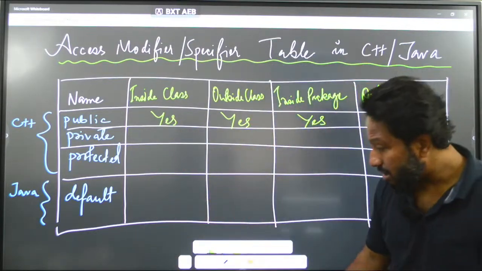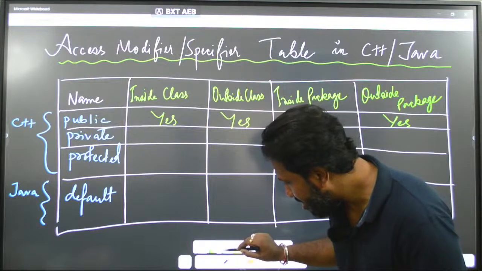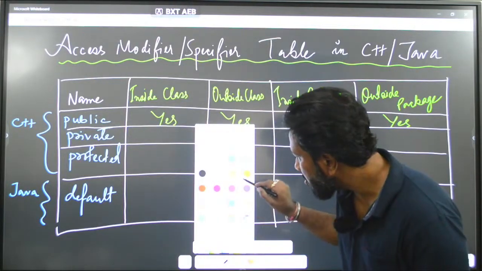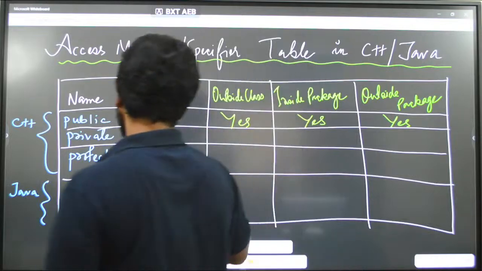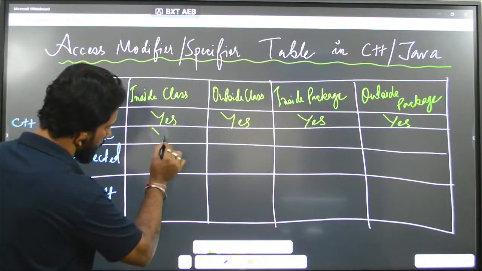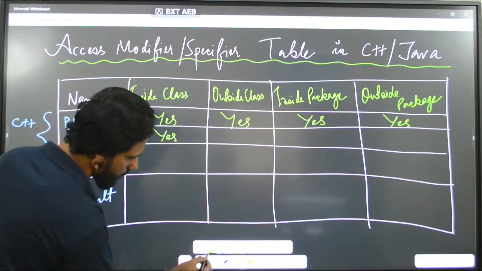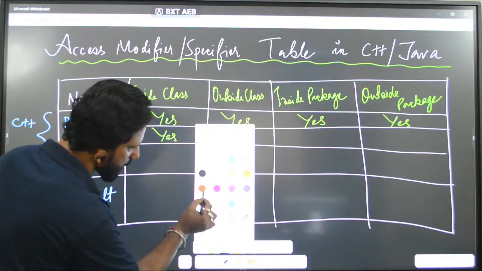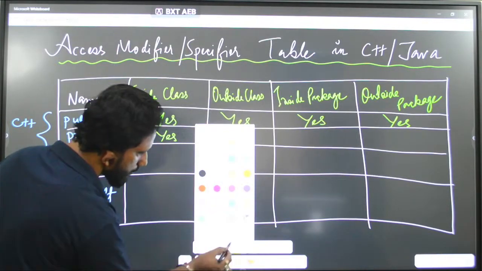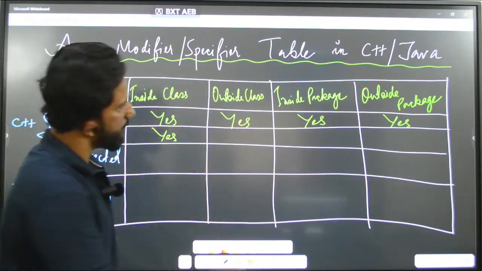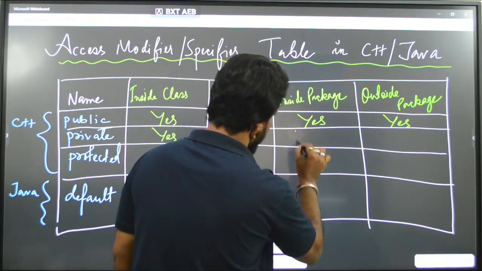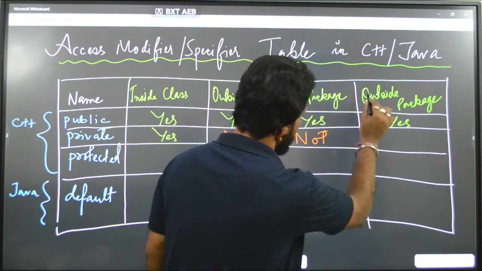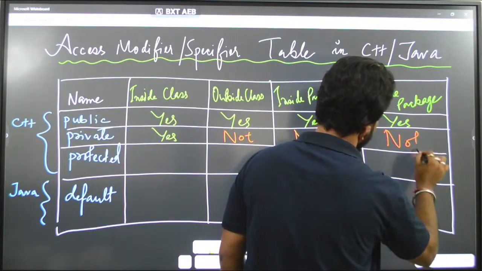Private. Let's take a different color now. Okay. So inside the class only it is accessible. So other than that, it is not accessible anywhere else. Okay, outside the class it is not accessible, inside the package not accessible, outside package not accessible.